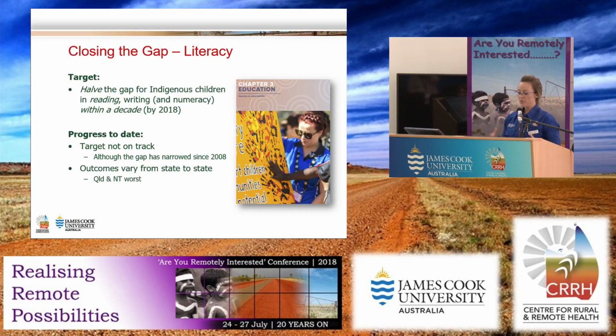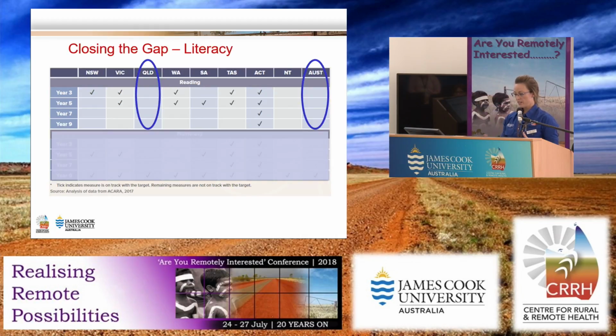So just to zoom out a little bit more now and think about how important literacy is, it's certainly on the national agenda. The target for the Closing the Gap is to halve the gap for Indigenous children in reading, writing and numeracy by 2018. Probably no surprises there, it's not on track. And in fact, Northern Territory is not on track, and nor is Australia for any of those age groups, so nothing new there. Disappointing.